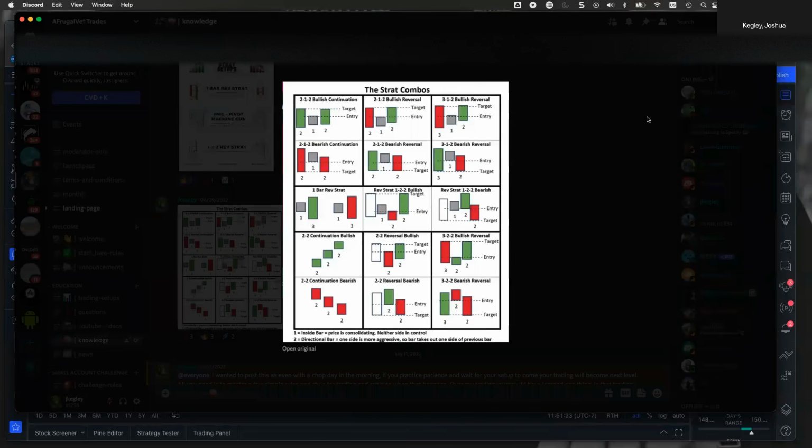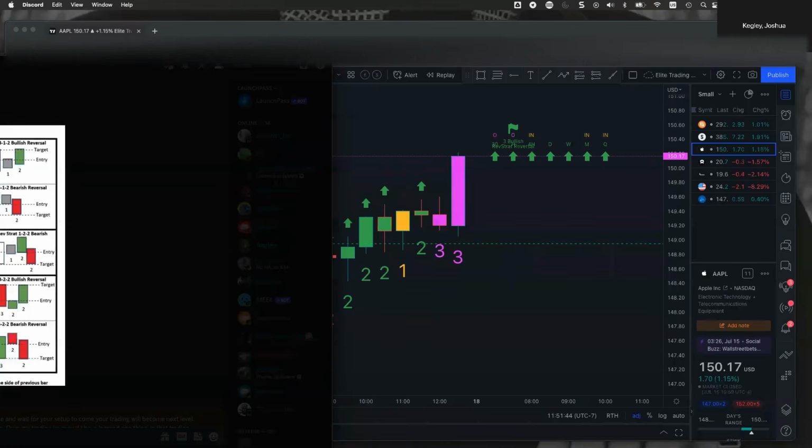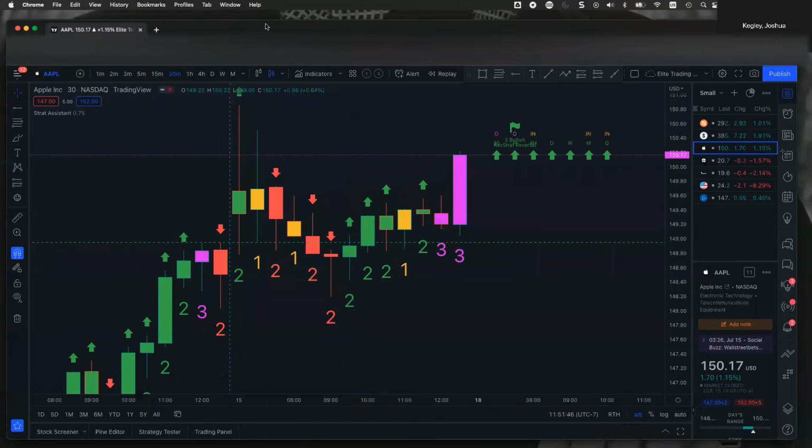So I'm leaving this up on the screen for a second. Take a screenshot, take a picture, whatever you need to do. These are the reversal patterns that I look for within the candlesticks. So I just wanted to share this with you guys. Let me move this out of the way real quick.